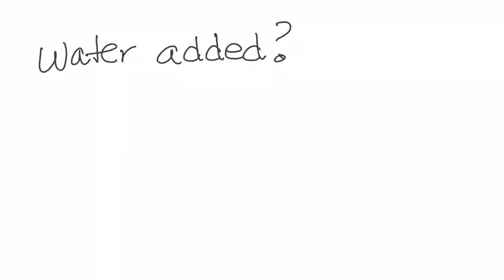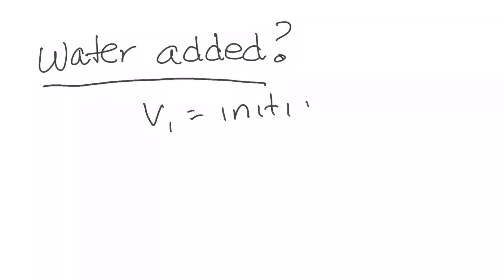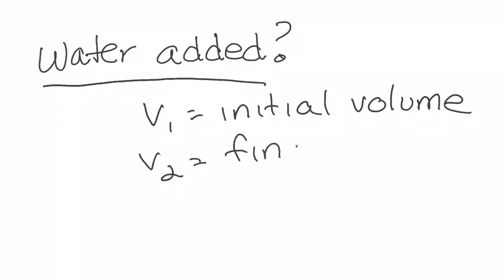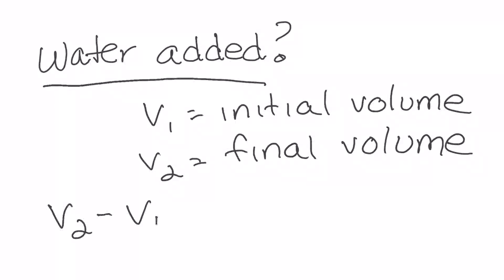What other kind of questions might you be asked when dealing with dilution? Well, sometimes we want to know how much water is added. So if V1 equals the initial volume of your solution, and V2 equals the final volume, how much water did you add? Think about it for a second. Well, the final volume minus the initial volume tells me how much water I added.